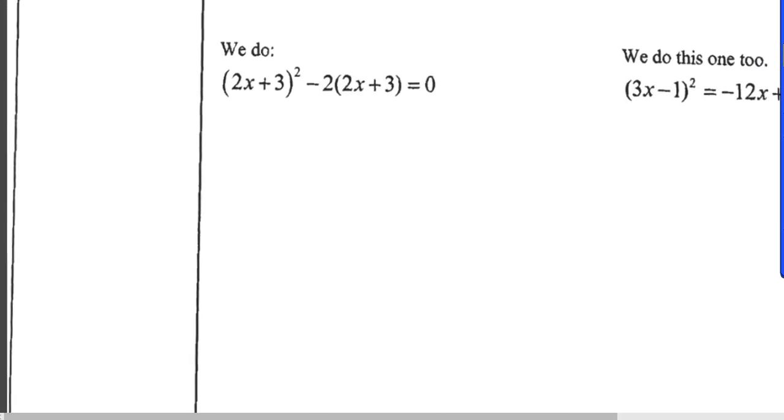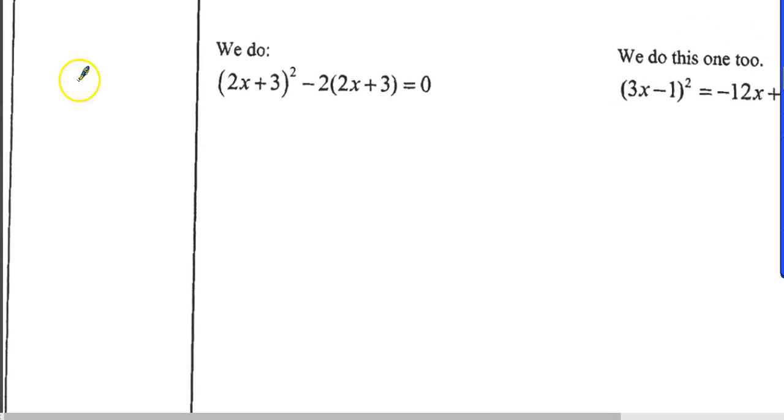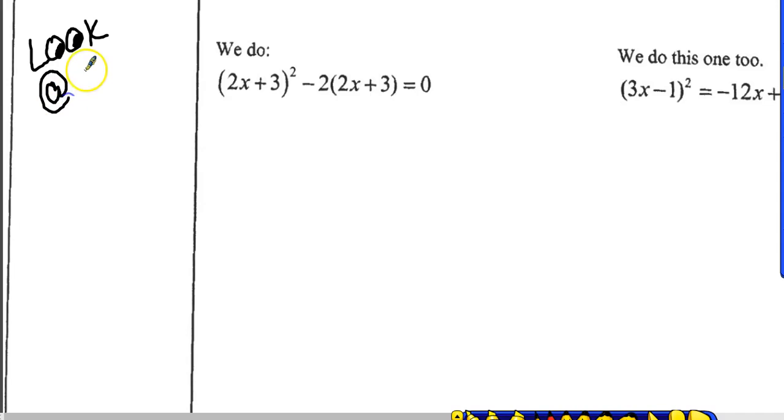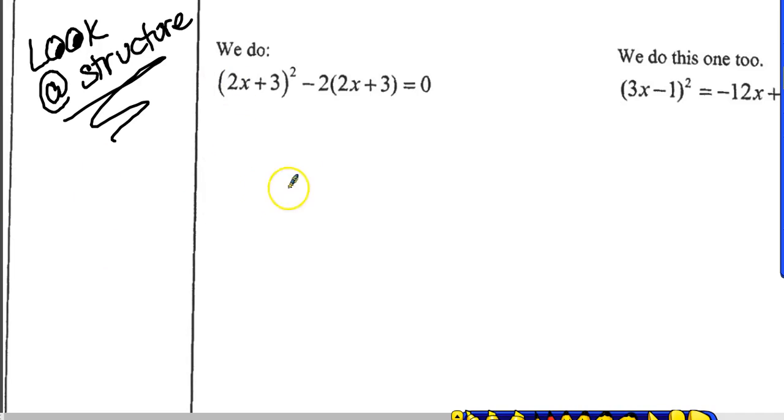Now, what I want you to do over in the left-hand side is look at the structure. Use your eyes. Look at the structure of this problem. It's really not any different than the other ones that we've been looking at structure-wise. It's built the same way. It's just adding a little complexity is all. So let's take a look at this first problem.